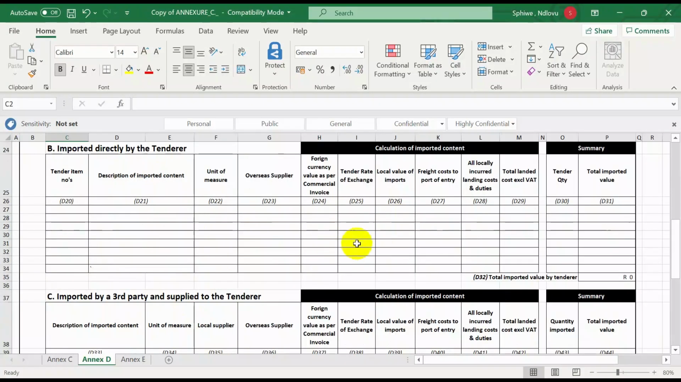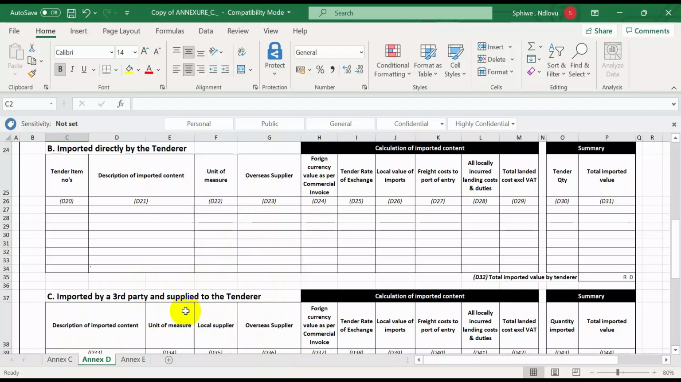Say for example, we are procuring, we want you to deliver a high back leather chair. High back leather chair is designated at 85. So 85% of the components will go under Annexure E, and then 15% will go under Annexure D. Therefore, we need to first decide, are you going to import directly?